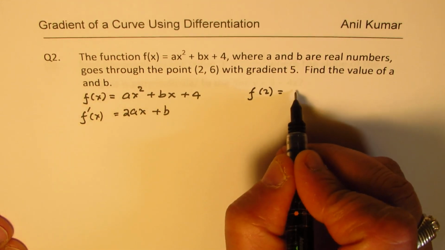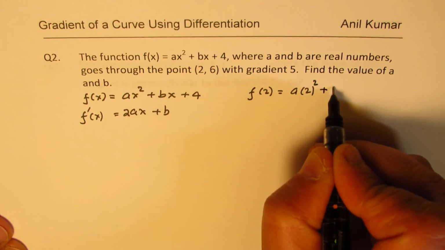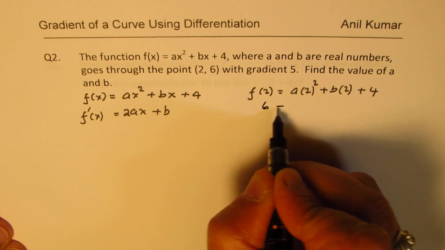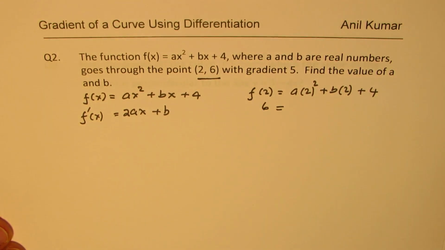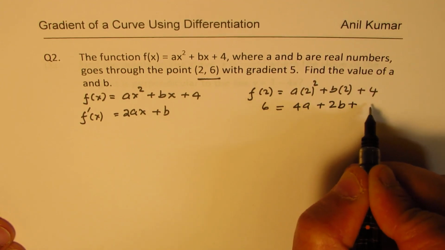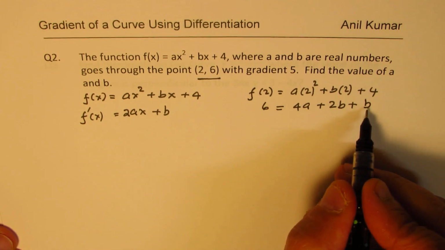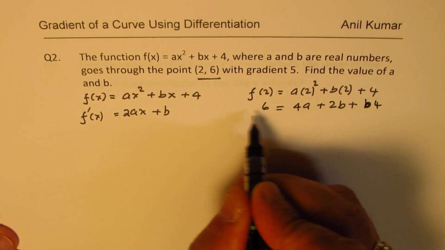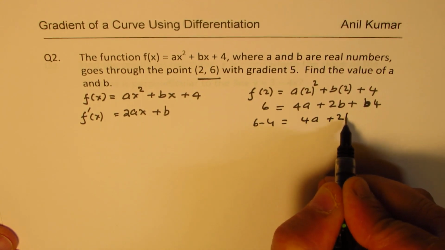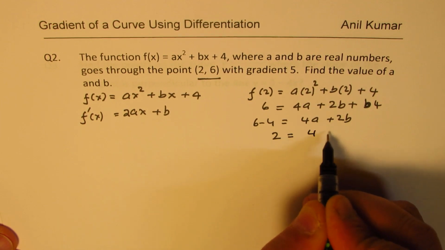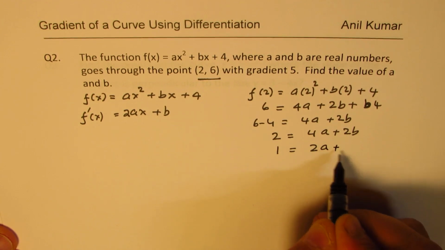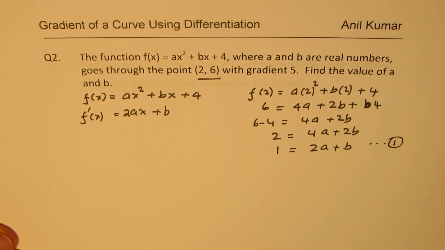So let's substitute 2 here. We get a times 2 squared plus b times 2 plus 4. The value of this function at 2 is 6. That's what they're trying to say when they say the point 2, 6, correct? So that gives you 4a plus 2b plus 4. So bringing 4 here, we get 6 minus 4 equals 4a plus 2b, which is 2 equals 4a plus 2b. We can divide by 2, so we get 1 equals 2a plus b, right? We'll call this our equation number 1.